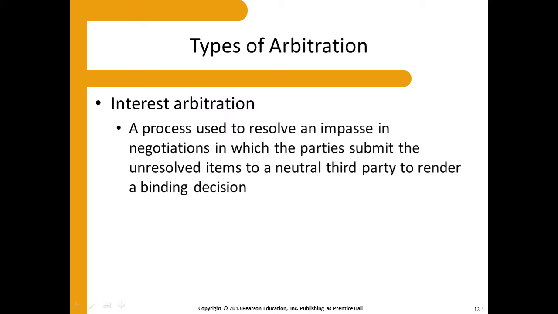And so we talked earlier that there were two major types of arbitration with respect to labor disputes: interest arbitration and rights arbitration. Interest arbitration is the process that's used to resolve an impasse in negotiations in which the parties submit the unresolved items to a neutral third party to render a binding decision. So interest arbitration resolves conflicts of interest over the establishment of the terms and conditions of employment that are negotiated through collective bargaining and formalized in union contracts. A breakdown of these collective bargaining negotiations could result in strikes. Interest arbitration avoids or ends strikes.